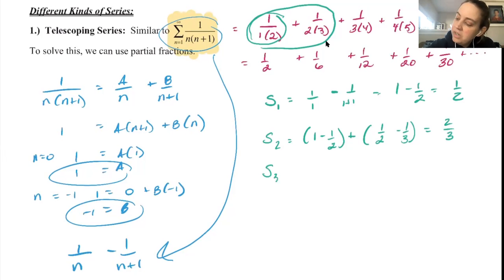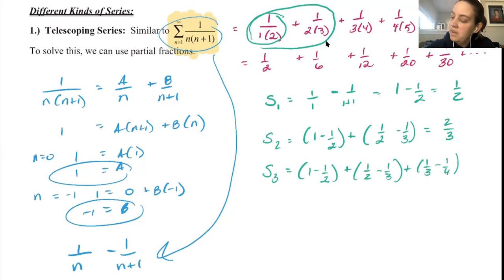If I do three terms, it would be 1 minus 1/2 plus 1/2 minus 1/3 plus 1/3 minus 1/4. Maybe you can start to see a pattern here. If I add all of those together, by the way, let's use a different color here. This would be 1 minus 1/2. I want to switch those around. New plan.